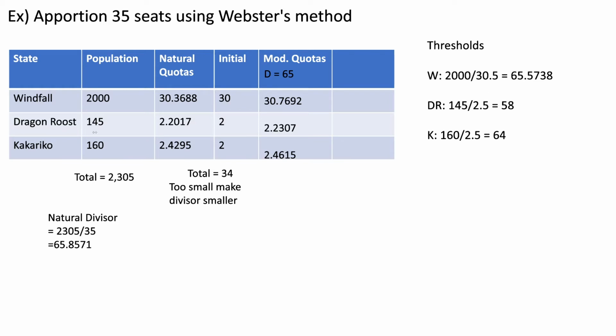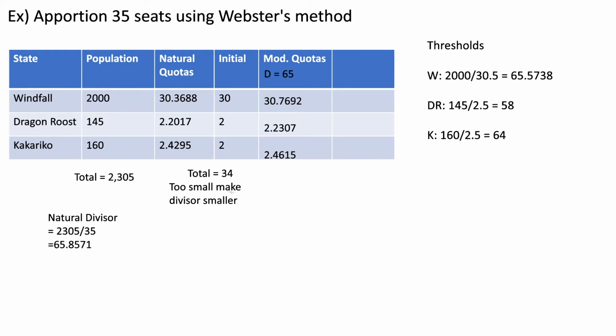65.5738. For Dragon Roost, they initially got 2 seats. Their natural quota was 2.2. But if this quota had come out to be 2.5, it would round up to 3. So that's why we divide their state population by 2.5. This tells us if we use 58 as our divisor, their quota would come out to 2.5 and they would get 3 seats initially. For Kakariko, we take their population, 160, divide by 2.5. Originally, their quota was 2.4, which rounded down. If their quota came out to be 2.5, it would round up to 3, and they would be due 3 seats. And we got 64 as their threshold divisor.